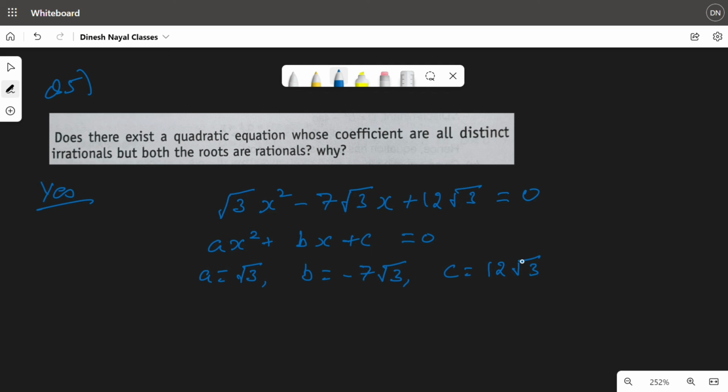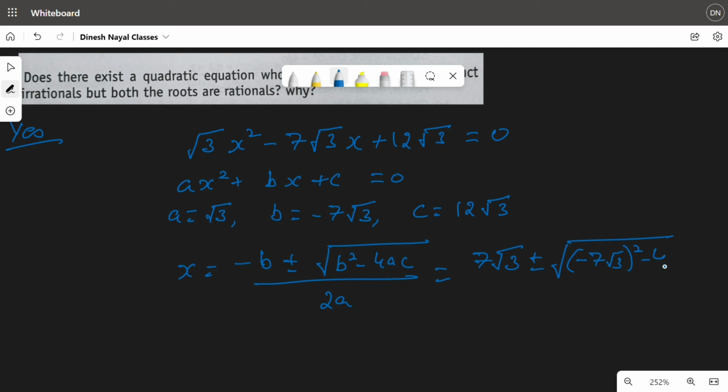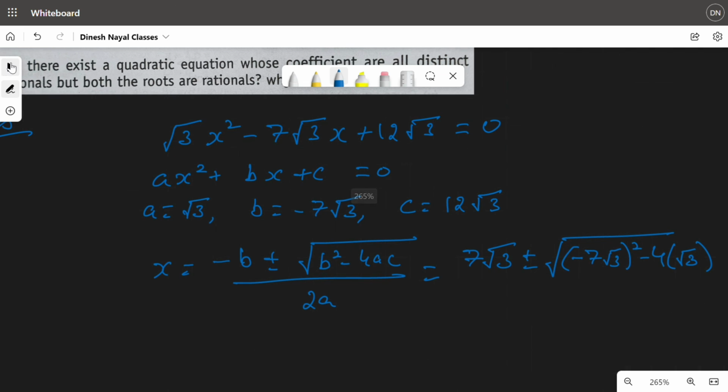Now applying the quadratic formula to get the roots. So over here x will be minus b plus minus under root of b square minus 4ac upon 2a, that's the formula. Now substituting these values, minus b will be 7 root 3, plus minus under root of b square, which is minus 7 root 3 whole square, minus 4 into root 3 into 12 root 3.